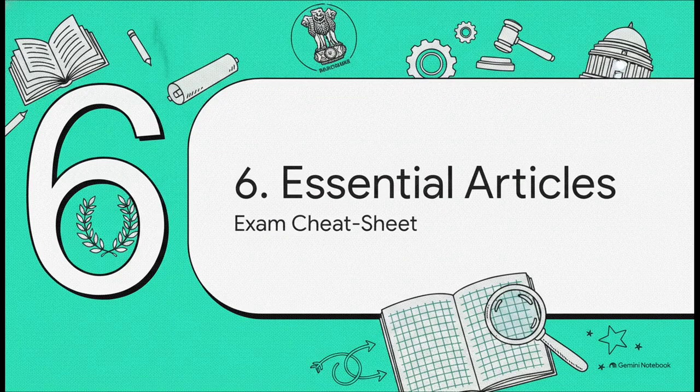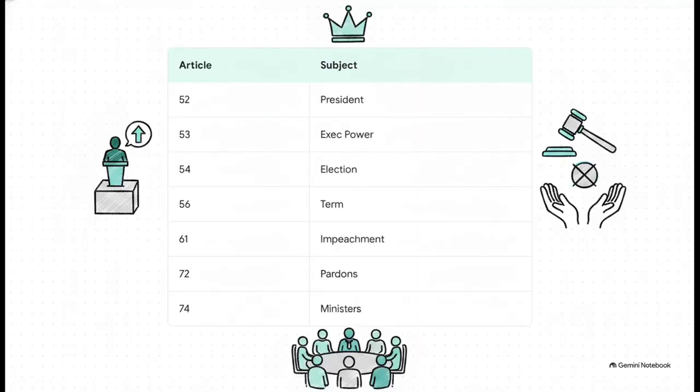Section 6, Essential Articles to Remember. This is your ultimate exam cheat sheet. Let's lock in everything we've covered today with a final structured review. We're grouping the foundational rules of the office right here to make them super easy to remember.